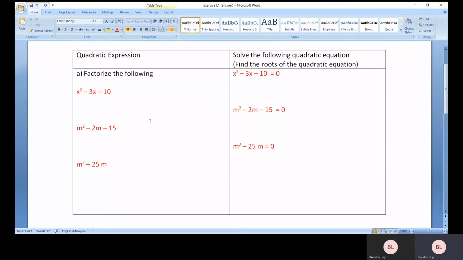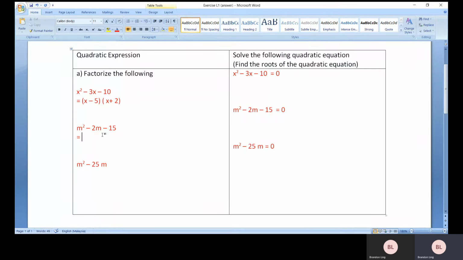Okay, this exercise is actually to help you differentiate between a quadratic expression and solving the following quadratic equation. First, we move to your left side here to identify the meaning of factorize the following. Factorize means you have to find out what the factors are. From the previous lesson that you have learned, x squared minus 3x minus 10 becomes x minus 5, x plus 2. Okay, so this is what you have learned previously, x minus 5, x plus 2.